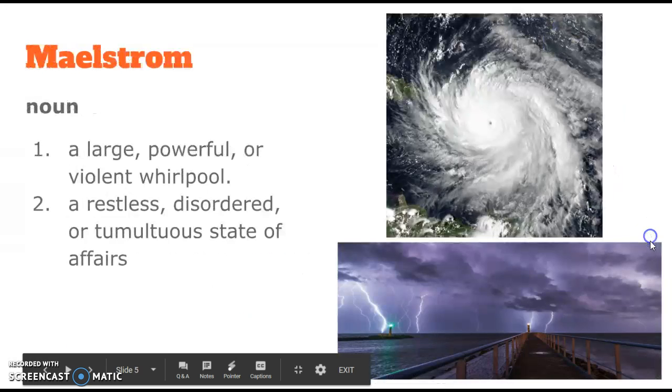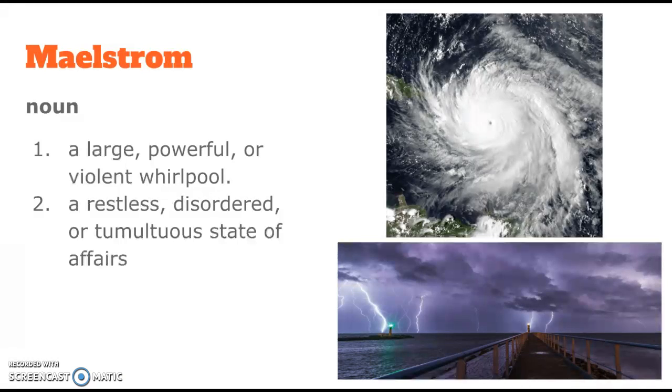So anytime you're talking about the sky, the stars, or the heavens, you can use the word celestial to describe those things. Word number 4, maelstrom. Maelstrom. This is a noun, and so it's a thing. It's not something you describe, but it's an actual thing itself. It's a large, powerful, or violent whirlpool, a restless, disordered, or tumultuous state of affairs.